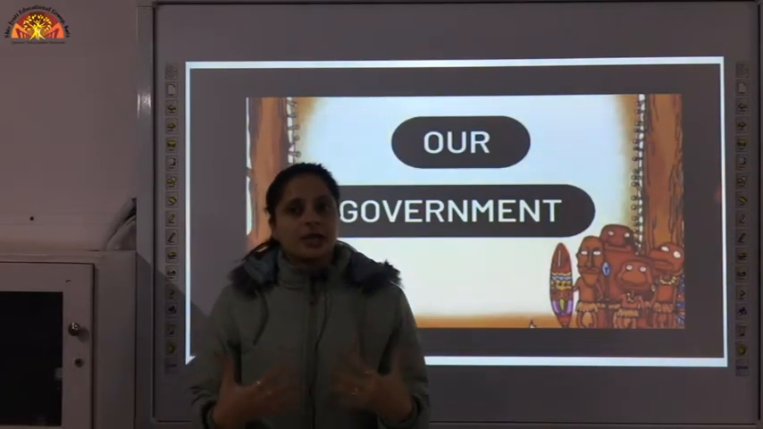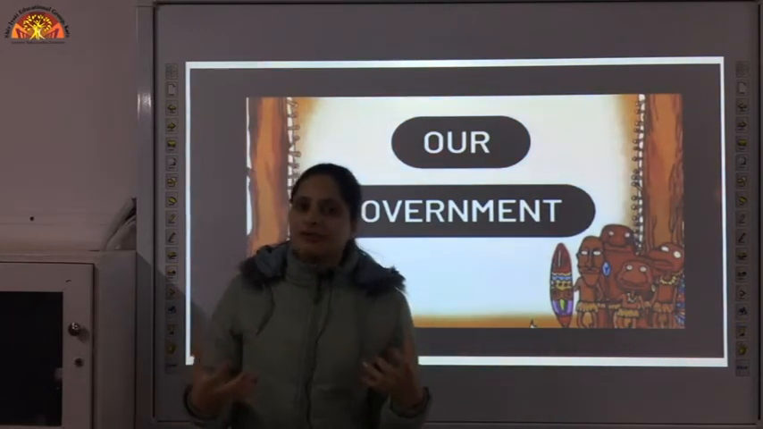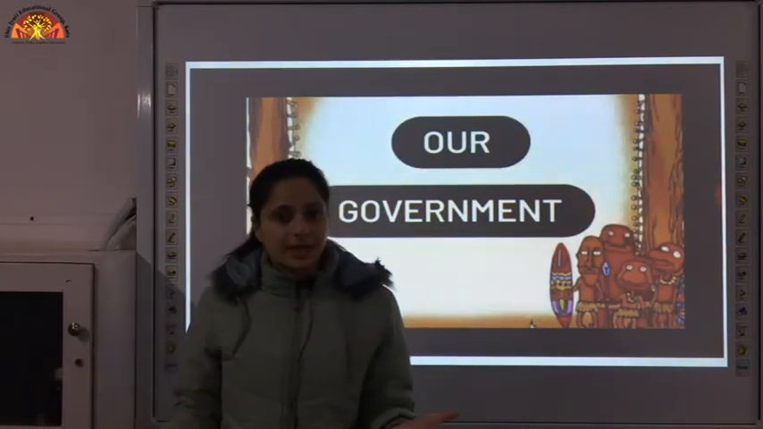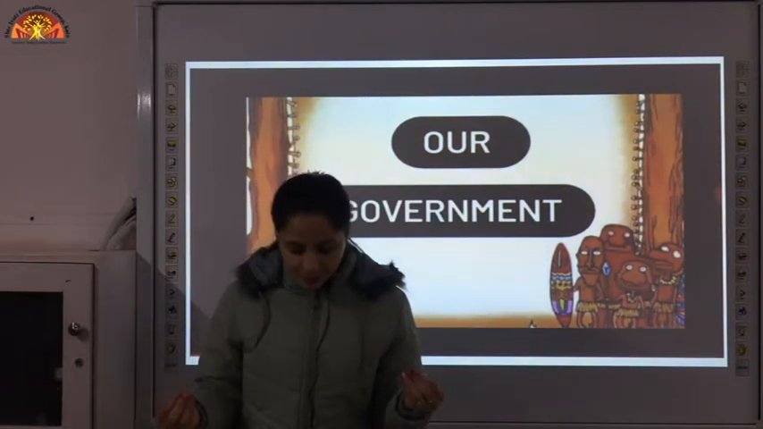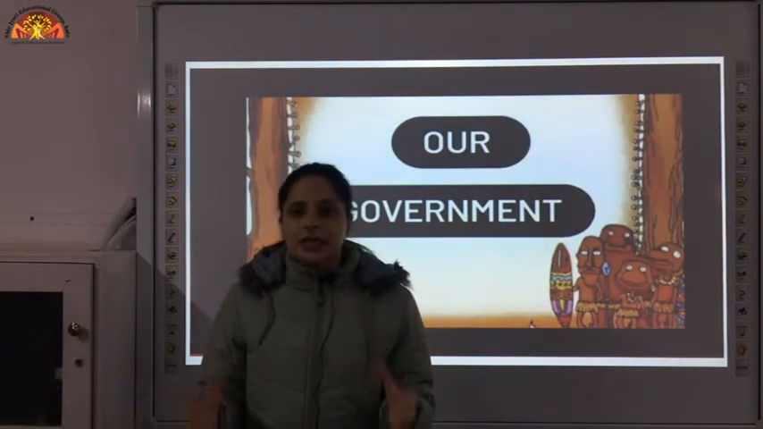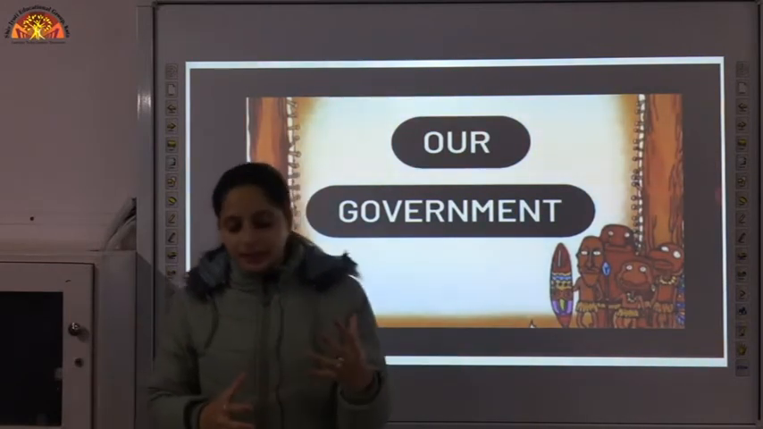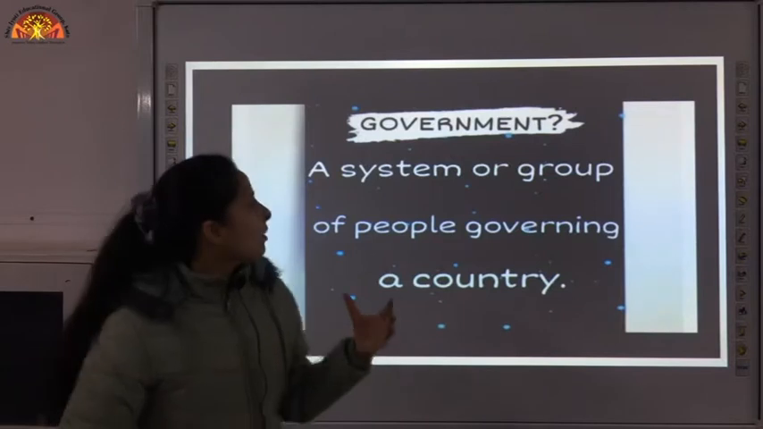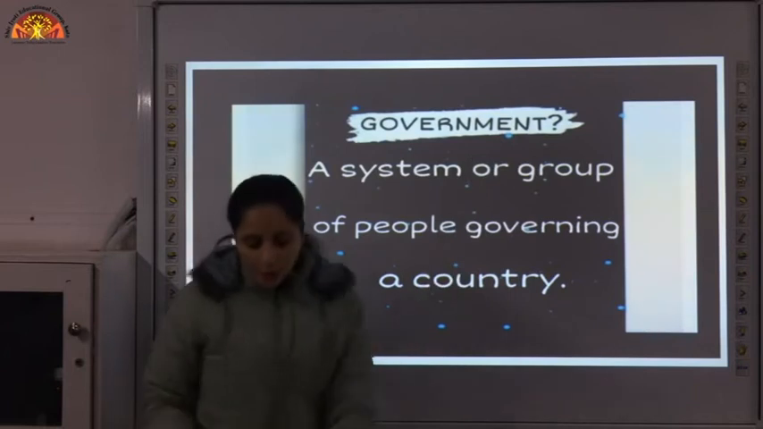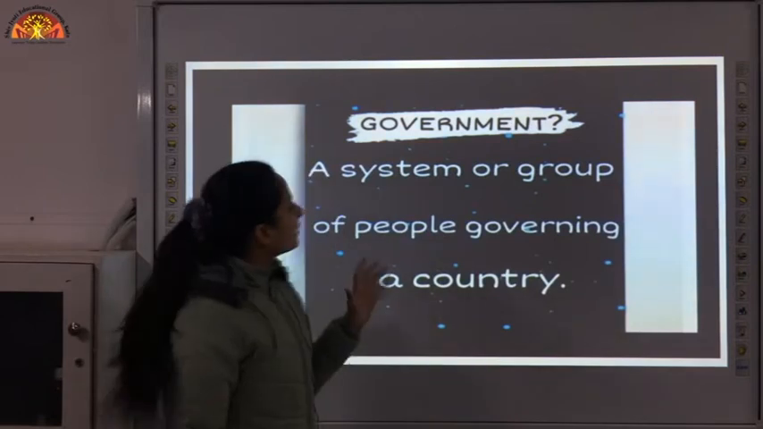Now, our country, India, is such a big country. Even we need the head of the family. We are citizens of India. So, who is our head of family? Though our country is so big, just one person cannot be the head of the family. So, we have a team of members who work together to run the country. And this team of members who run the country, they form the government. So, we can say that the government is a team of people who run the country.